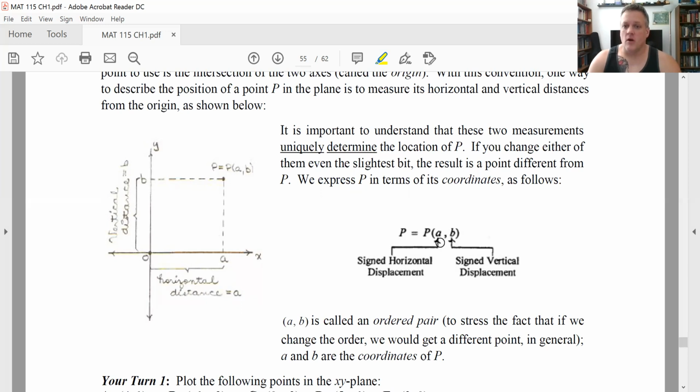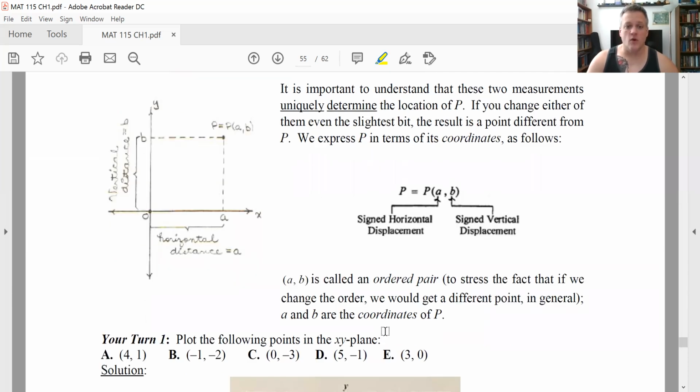All right, this is called an ordered pair because the ordering actually is important, right? The first one is x, the second one is y. You can't just flip them around and expect to get the same point back. All right, so for instance, here, go ahead on an xy plane and try plotting these 5 points and see what you get.